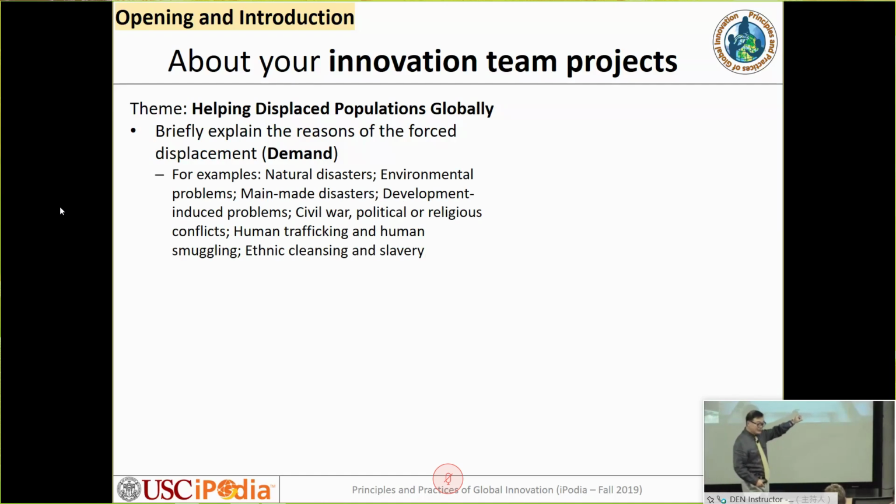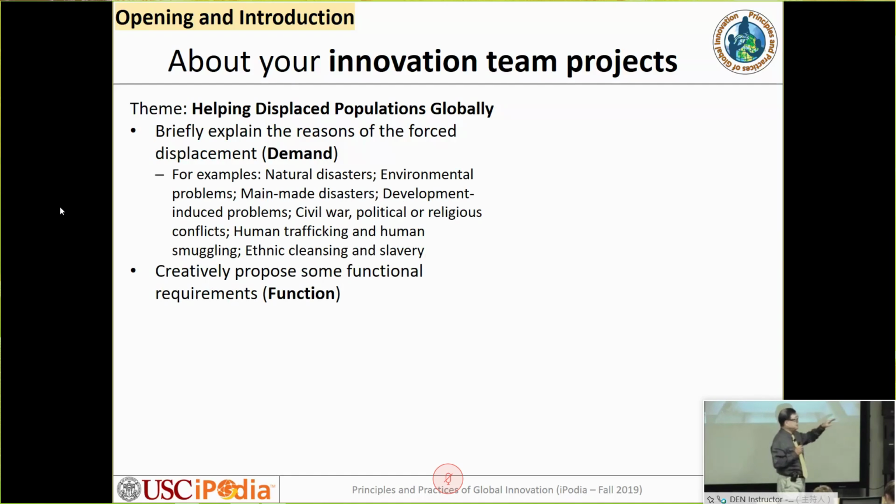Now, this is the area where you can do a lot of innovation, because if you're able to identify a very interesting demand, you already succeeded in the first step of innovation, right? So I want you to be creative in identifying their demand. Once you identify their demand, you like to propose some functional requirements. These are your solutions. Remember, we said in innovation, there are four things you want to do.